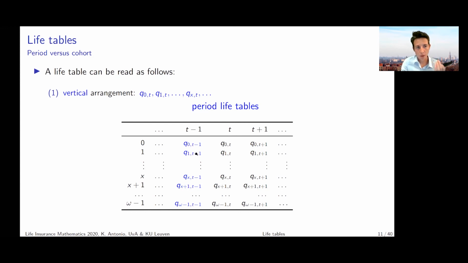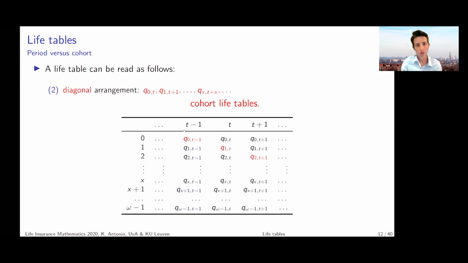But if I apply a cohort or a diagonal way of thinking, then I'm going to do my calculations like this. So I'm really going to follow a cohort over time. So I start with a 0-year-old in the year T-1, for example. He will become a 1-year-old in the year T, a 2-year-old in the year T+1, etc. And I'm going to work with this type of thinking, right?